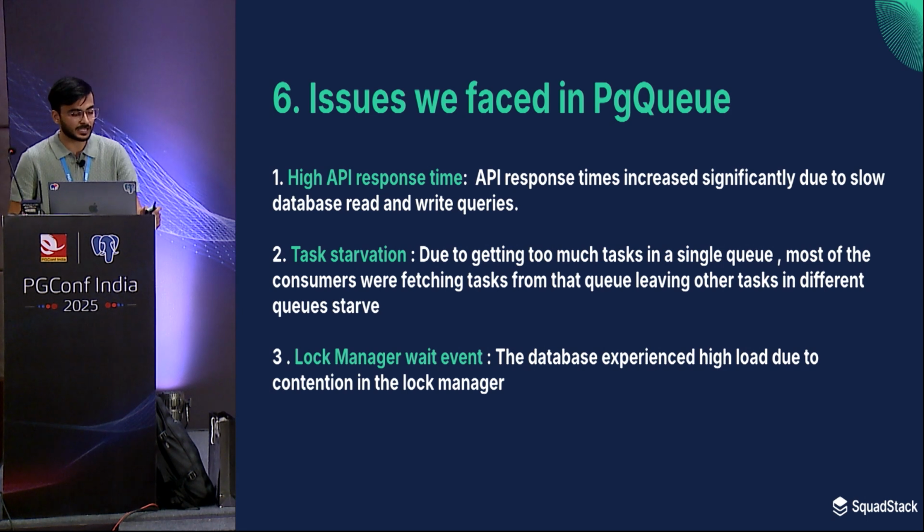And the second one is task starvation. Let's say for a single queue there are many insert operations, like 1 or 2 lakhs in one go. Then the consumer workers, the common ones, will start fetching from that queue and leave the other queues starved. So that was the second issue we faced. And the third one is lock manager wait events. We faced many wait events related to the lock manager, and it increased the DB load by 2 or 3 or 4x. I'll explain each one in depth.